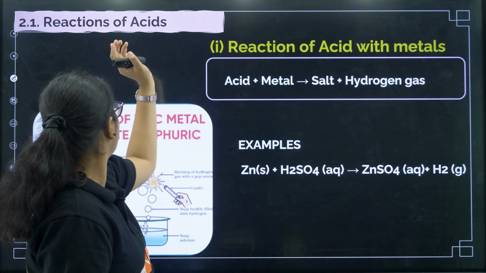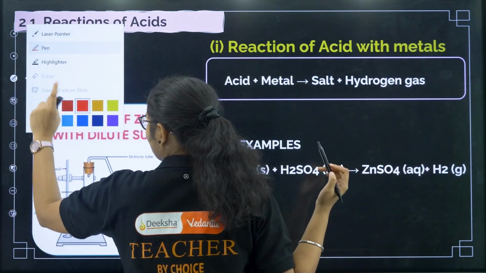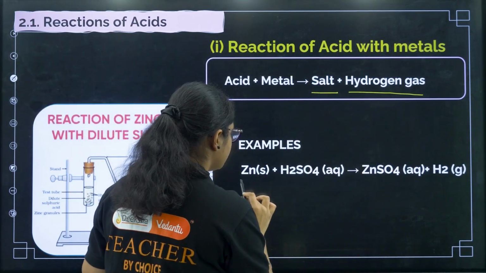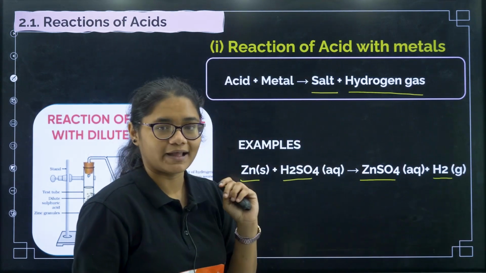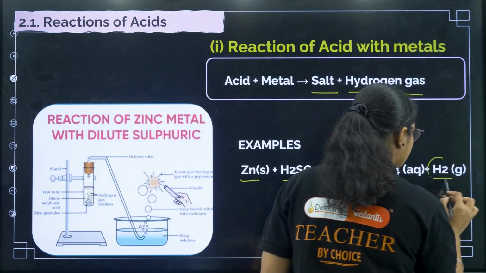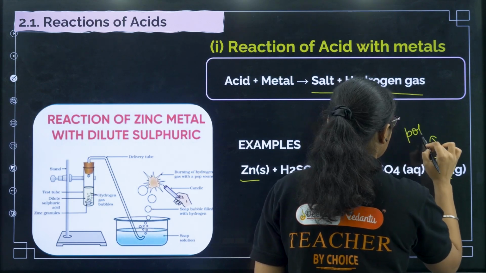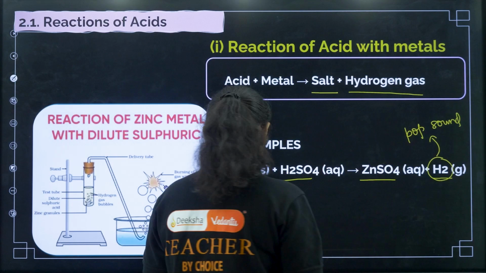The first one is reaction of acids with metals. When a metal reacts with acid, we get hydrogen gas and salt. Example, you can see Zn plus H2SO4 will give you zinc sulfate plus hydrogen gas. Now what happens? This hydrogen gas burns. If you bring a matchstick here, it burns with a pop sound. You can see the experimental setup here.